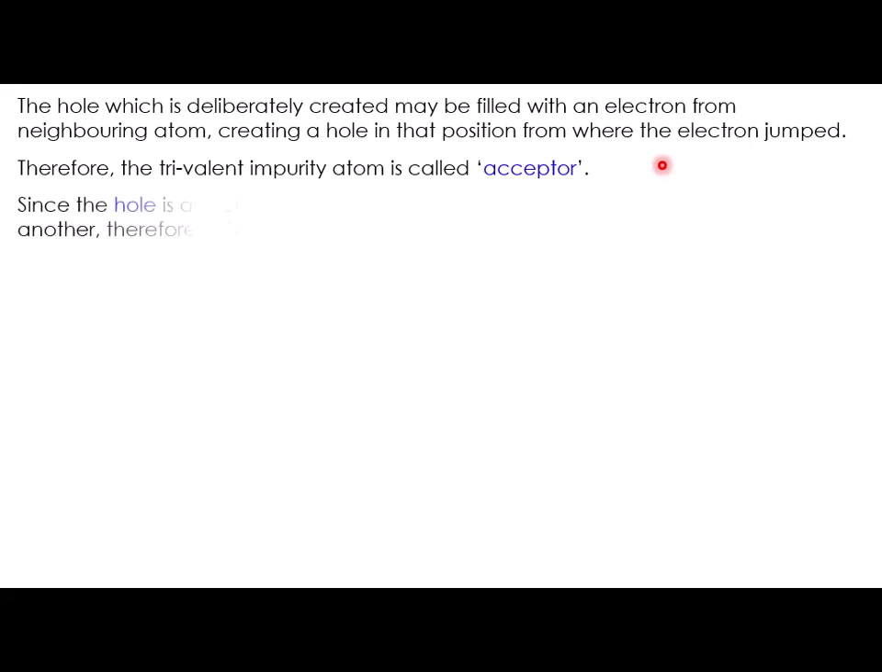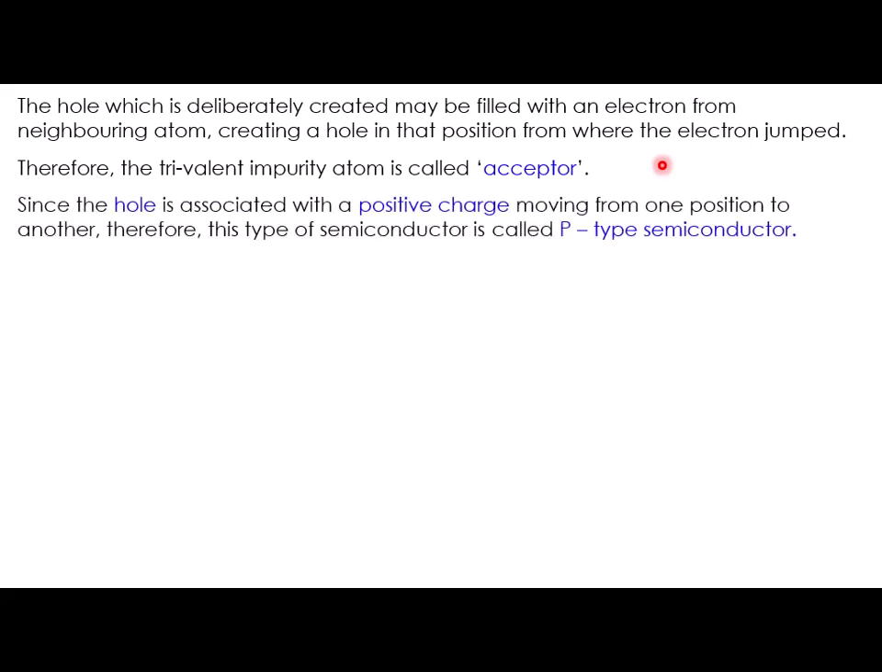The hole which is deliberately created may be filled with an electron from the neighboring atom, creating a hole in that position from where the electron jumped. Therefore, the trivalent impurity atom is called an acceptor atom. Since the hole is associated with a positive charge moving from one position to another, this type of semiconductor is called a p-type semiconductor.